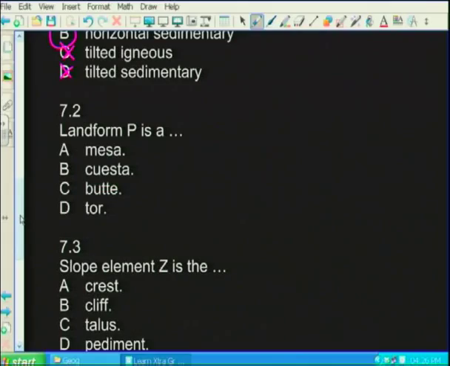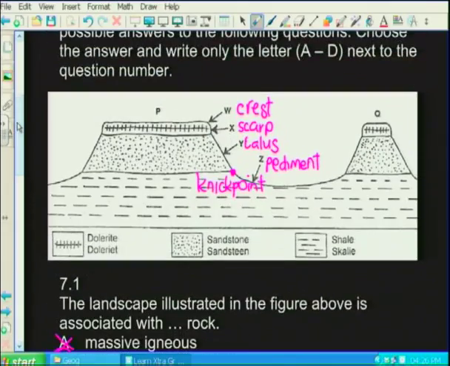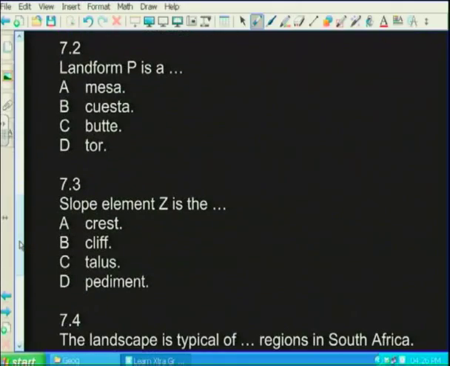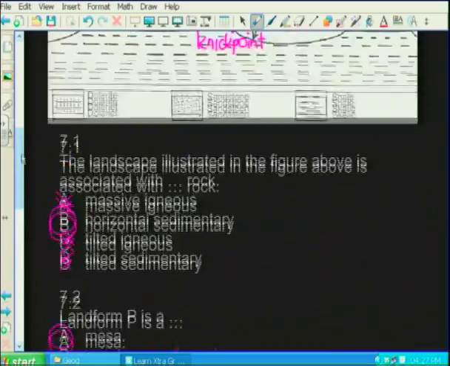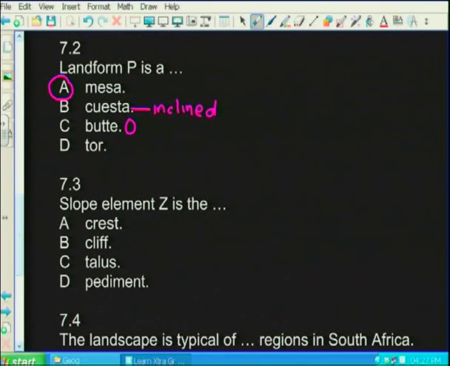7.2, landform P is a, so let's go back. There's landform P. We've looked at this diagram in previous questions. It's a type of horizontal rock. So let's go to our answers, and the very first one is exactly what we are looking for. A cuesta is a type of inclined strata. All right, our butte would be landform Q from the diagram, okay, because a mesa gets eroded to form a butte, and a tor is an example of massive igneous rock. So the answer for 7.2 is most definitely a mesa.